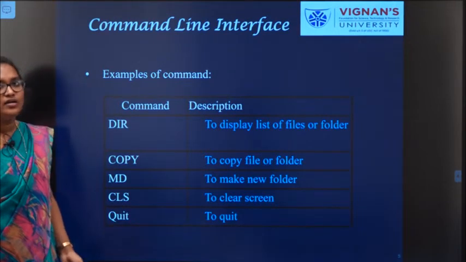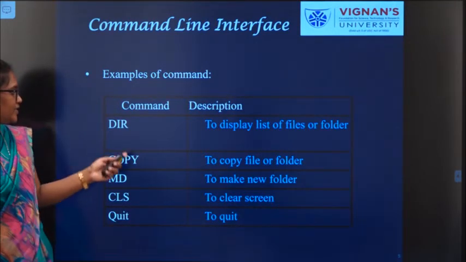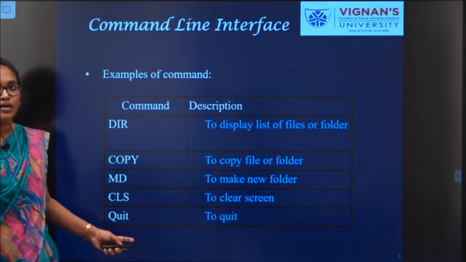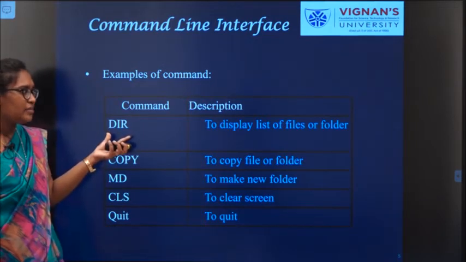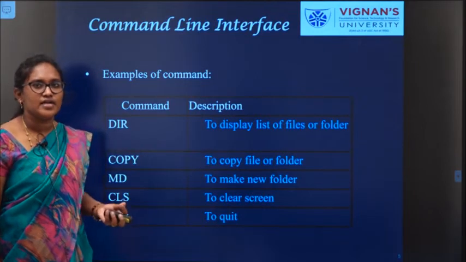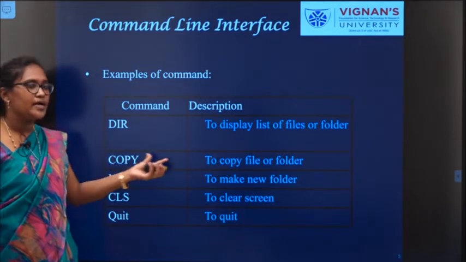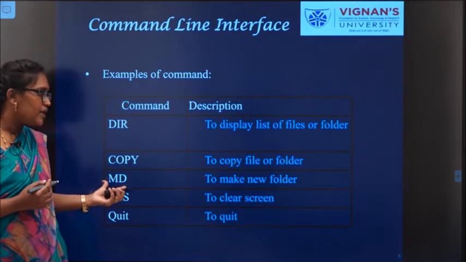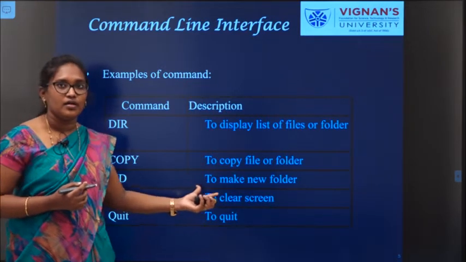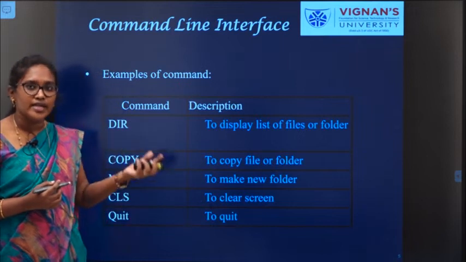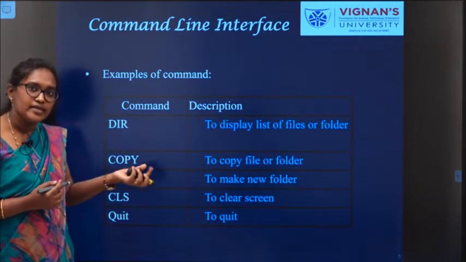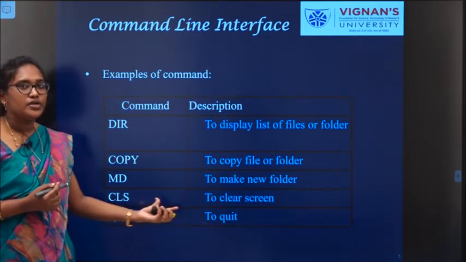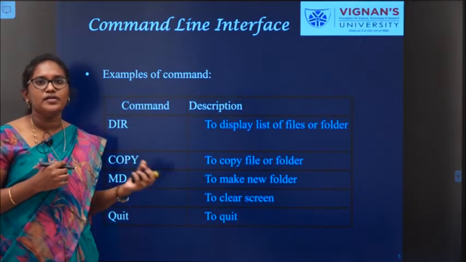Examples of command line interface commands: here we will use some different types of commands. I will use the dir command in order to display a list of files and folders. Again I will use the copy command in order to copy any file or folder. Then md, making directory, is used for making a new folder, that means creating a new folder that does not exist. Then cls is used to clear the screen, and quit is used to close all the open documents.